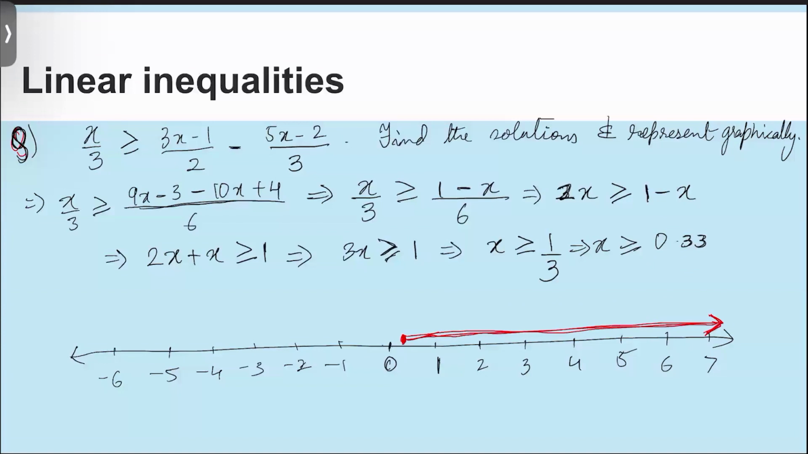So your solution actually is x equals, the solution set that we have is (1/3, infinity). Okay, so that means all the numbers up to infinity are going to be included and represented over here graphically.